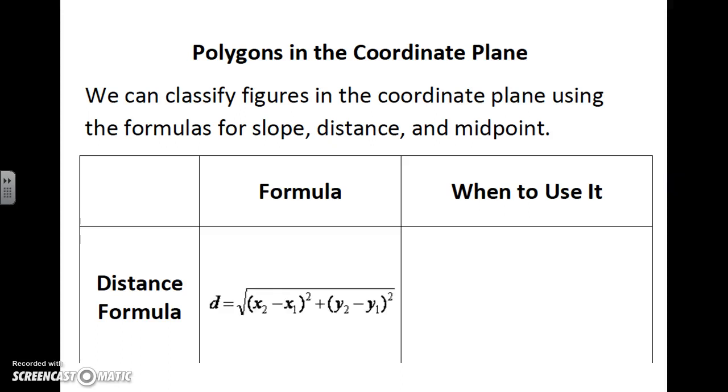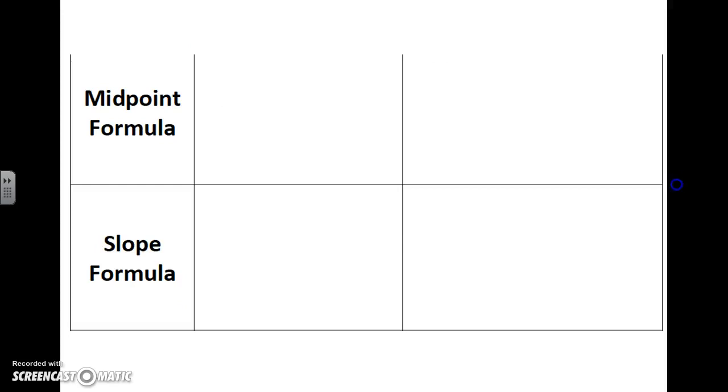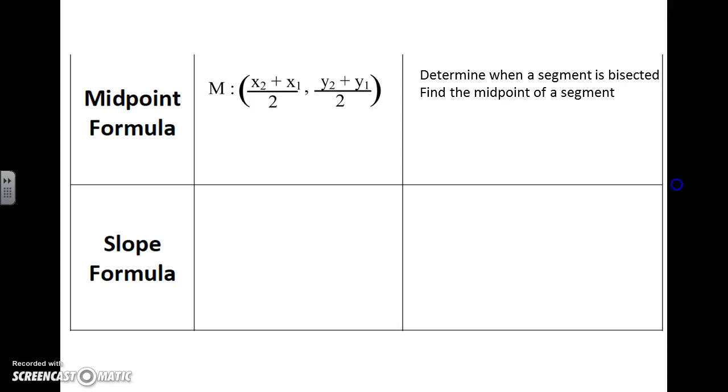The distance formula is d equals the square root of (x2 minus x1) squared plus (y2 minus y1) squared. We learned this in the beginning of the first trimester. We can use the distance formula to determine whether segments are congruent, whether a segment is bisected, or to determine the length of diagonals. We also know the midpoint formula, which is the average of the x's and the average of the y's. We can use this to determine if a segment is bisected or to find the midpoint of a segment.